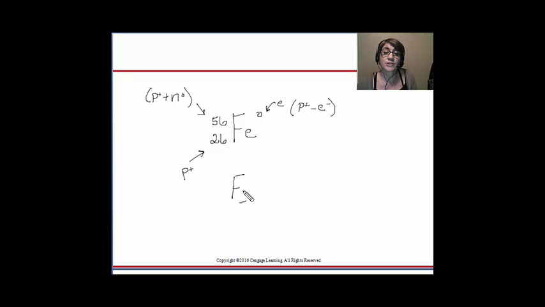We could have a situation like this, still have iron 56, still 26 protons in the middle. We could have a 2 plus, which means that we have 26 protons. If we subtract 24 electrons, that is how we get this positive 2. This is nuclear information. This is electronic information, but we can take it a step further.